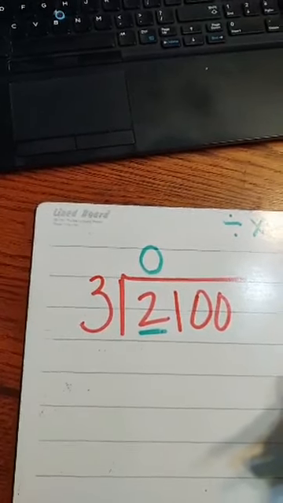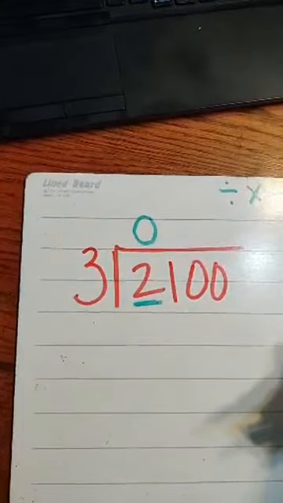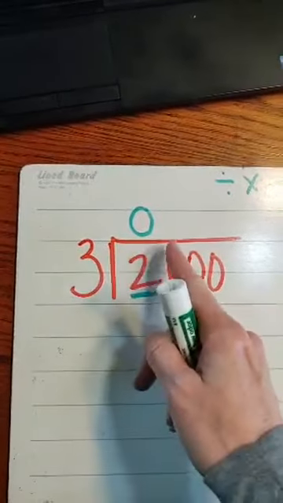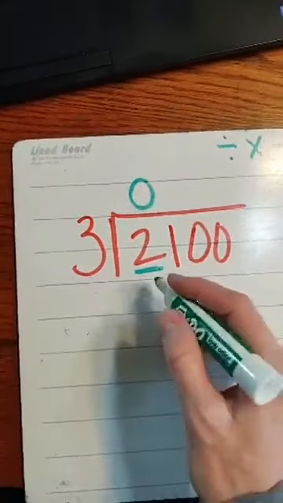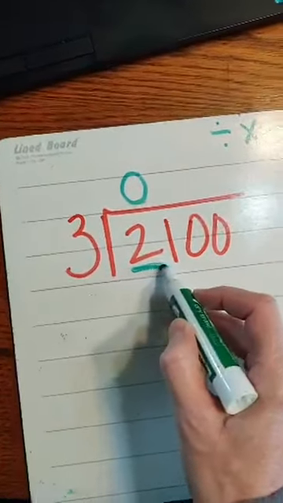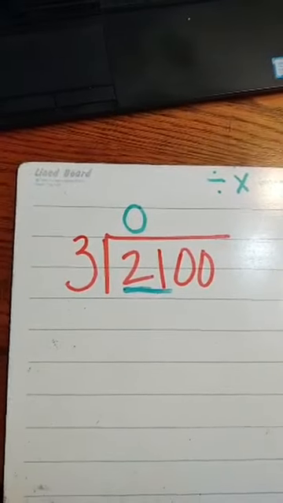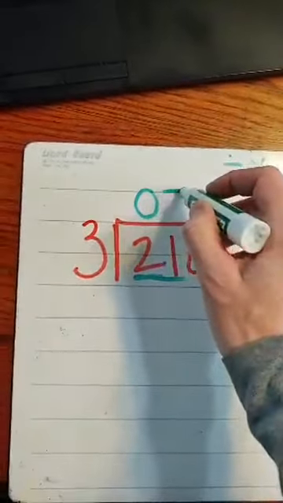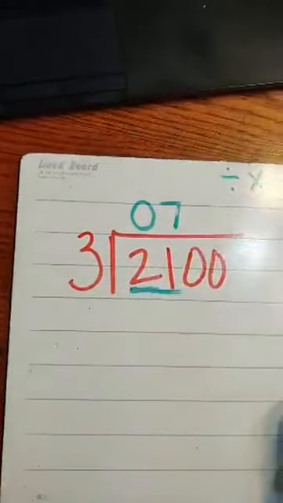It's going to help you know the right answer if you fill in right above the number you're working on. Okay? So, it didn't go in there, so I add another number here. Now, does 3 go into 21? Yes, it does. It goes in 7 times. And the last number I'm working with is 1, so I'm putting my 7 over my 1.